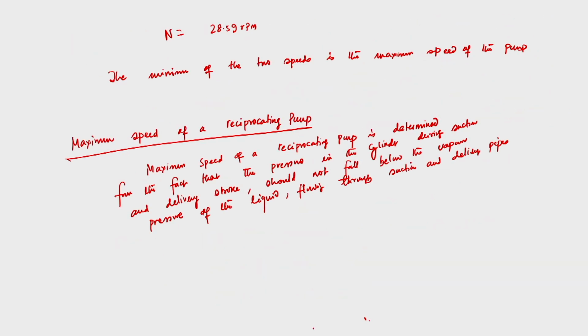So considering this, we have calculated that the minimum of these two speeds is 28.59 rpm, and this is the speed at which the pump can be operated without having separation. We have defined the maximum speed of a reciprocating pump, and this is very important to know, and for that we have to calculate the maximum speed during both the strokes, I mean the suction stroke and the delivery stroke.